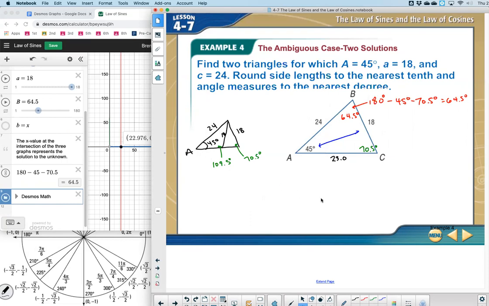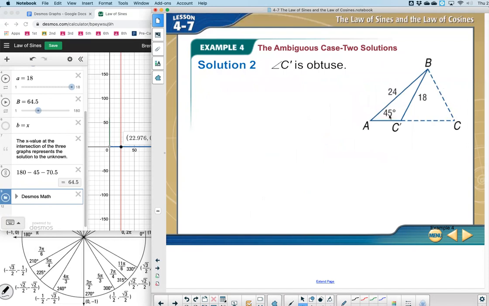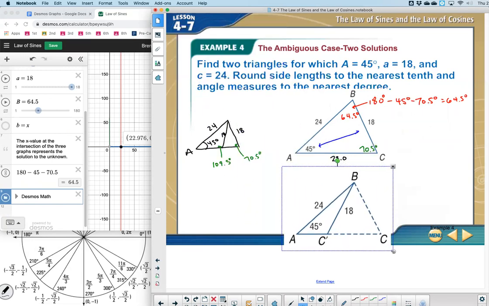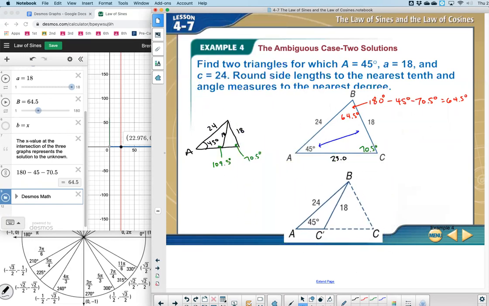Now there's also a possibility. There's also another possible solution here. The triangle could also look this way. So instead of the 18 being swung this way, the 18 could be swung this way. And in this particular case, we found that this angle was 109.5. And we got that from the calculator earlier.